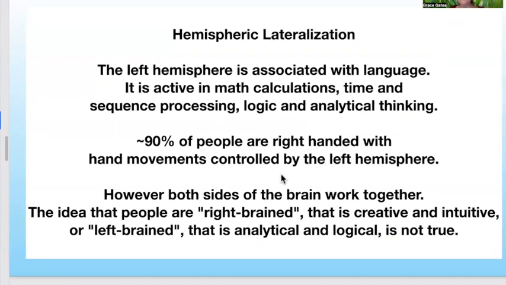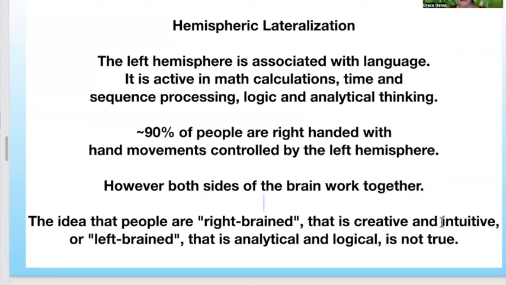However, truly, both sides of the brain work together. And people have really talked a lot about people being right-brained or people being left-brained. People have written books about it, articles, like popular articles, I mean. But it's not really true. The idea that people are right-brained, meaning that they're creative and intuitive, or left-brained, meaning that they're analytical and logical, is not true, as it turns out. They've done studies, and people use both sides of their brain, even to engage in the functions that are known scientifically to occur more on one side than the other.